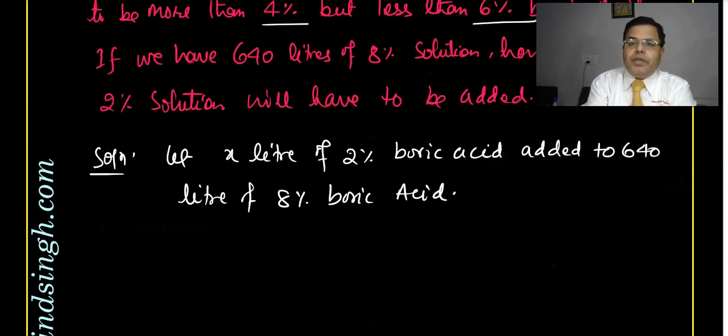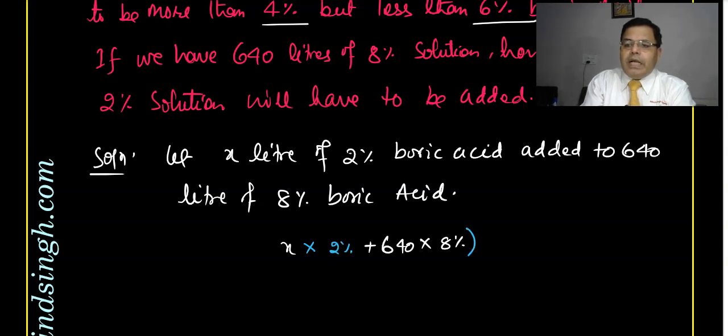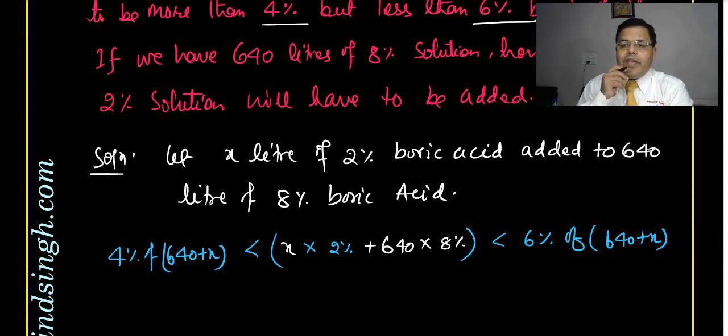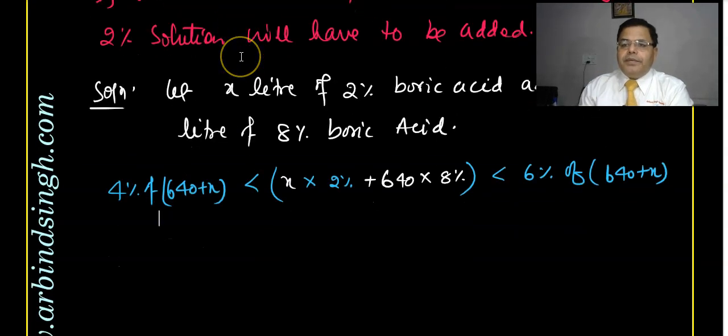As per the question, in 640 liters there is 8% boric acid, plus x liters. If I have added x liters, then in this x liters there is 2% boric acid. The whole output will be less than 6% of (640 plus x), and that must be greater than 4% of (640 plus x). The equal to sign is not suitable here, since it is more than and less than.